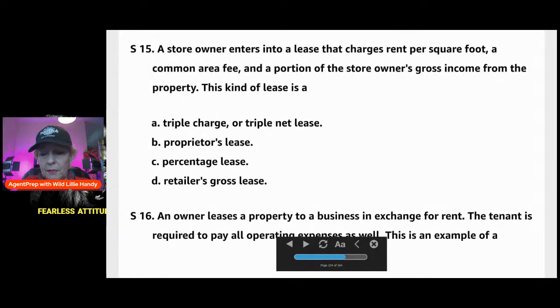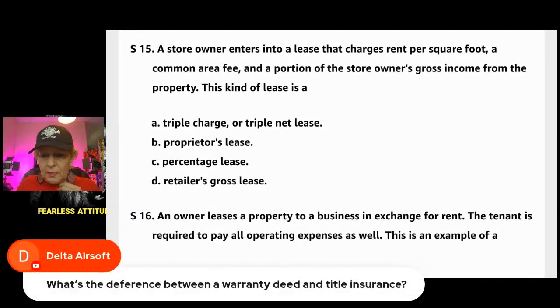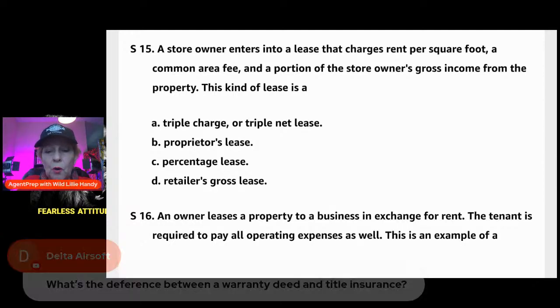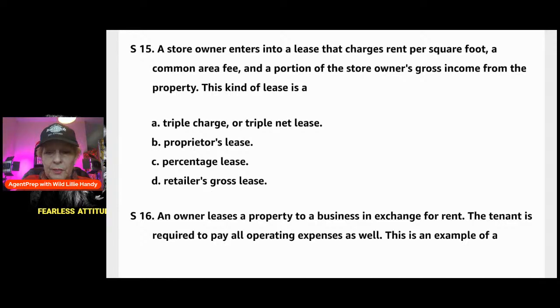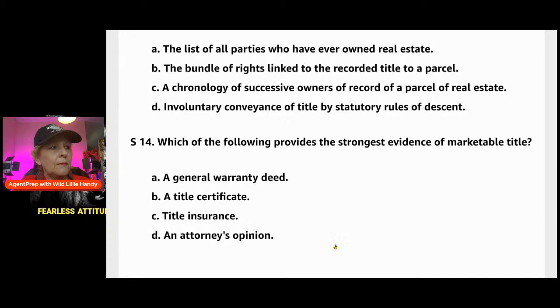All right, number 15. What is the difference between a warranty deed and title insurance? Oh, a warranty deed is when the grantor, hi Delia, thanks for joining, or Delta. A warranty deed, okay, is proof of ownership and transferring from a grantor to a grantee. So the deed is recorded. Title insurance is not recorded. So the deed then gives evidence, constructive evidence, when it's recorded.